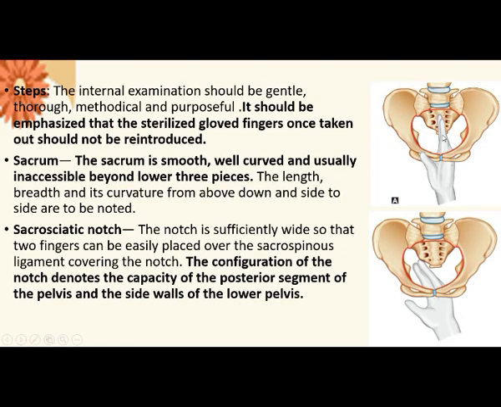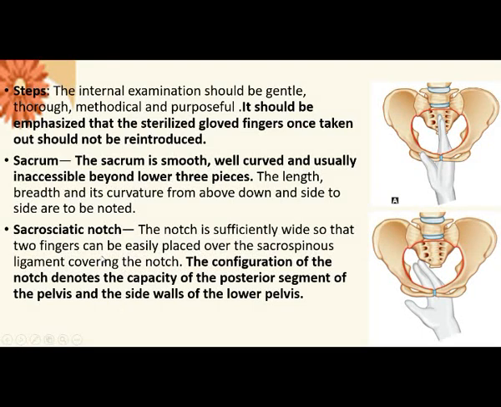So when you introduce the hand inside, you have to check all the findings. First, the sacrum. This is the method of examining the sacrum. When we are introducing the hand straight, we can feel the sacrum. The sacrum is curved, well curved, and usually inaccessible beyond the lower 3 pieces. You can see the 3 pieces. Beyond the 3 pieces we cannot reach. The length, breadth and its curvature from above, down and side walls are to be checked.